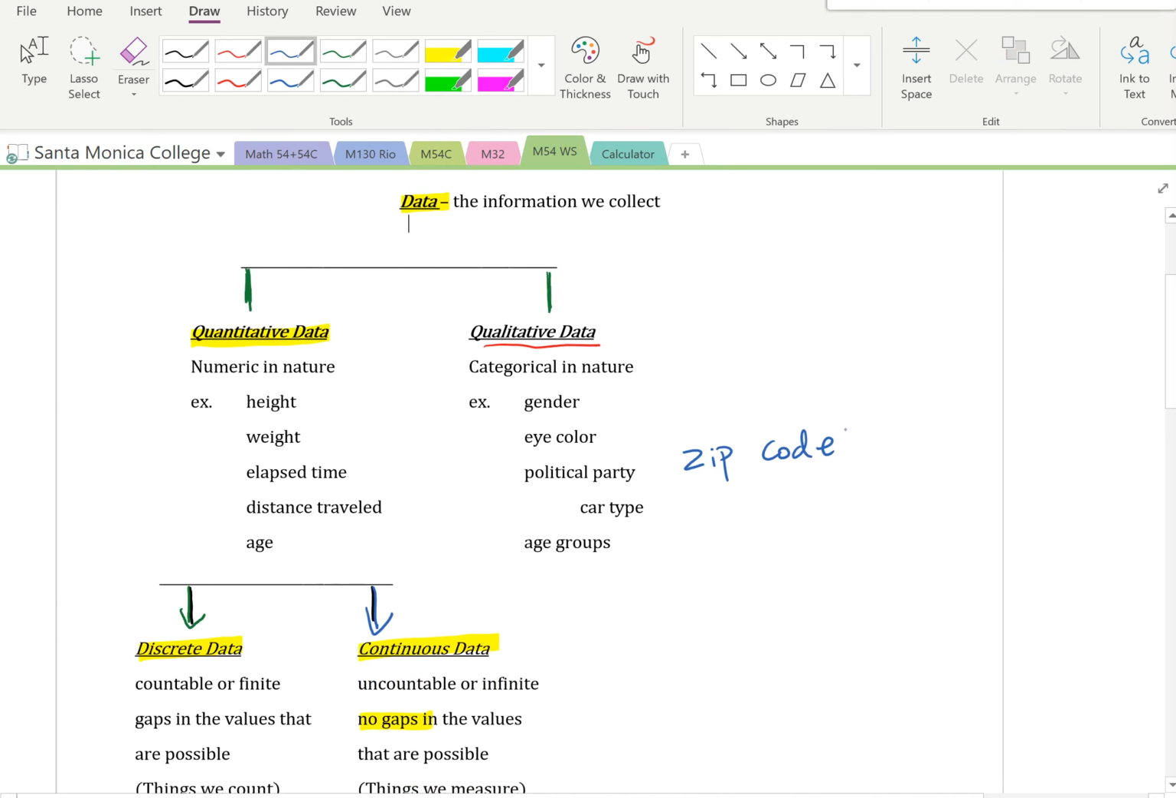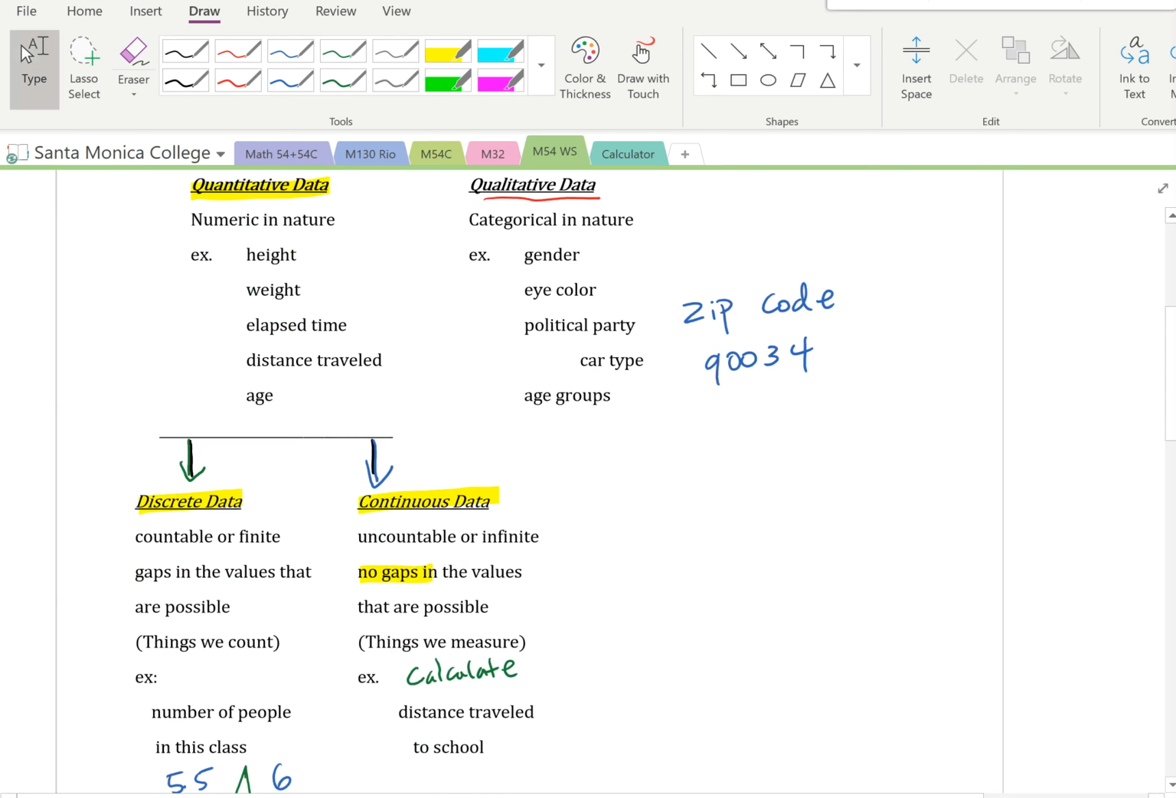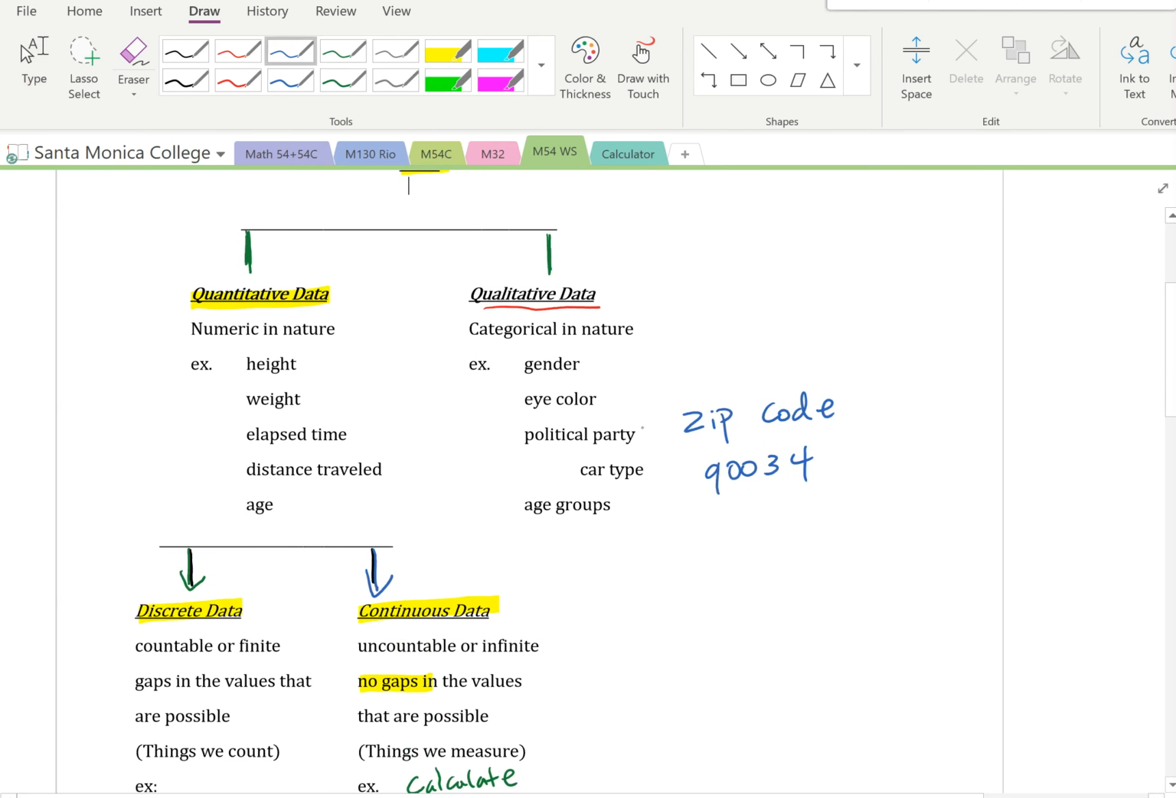Even though it's a number, for example, zip code 90034, it tells me the location, the geographic area. I can't really add zip codes or subtract zip codes. It doesn't make sense. So this is qualitative. This one, for example, describes a specific location, which is my home, in West Los Angeles. So zip code is qualitative data. That's one of the common mistakes: students think of this as continuous.